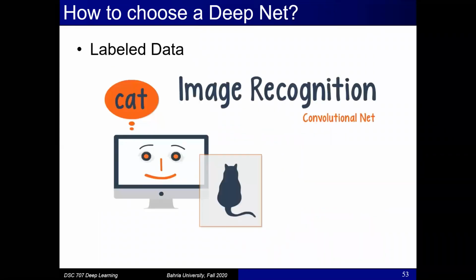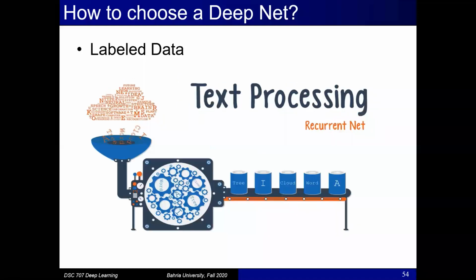When you have image data, right? You have labeled data and you want to recognize, say this is your machine, you want to tell what this object is, then we'll be using convolutional neural networks, okay? Again, we'll study it in, I think, the third week of the semester.